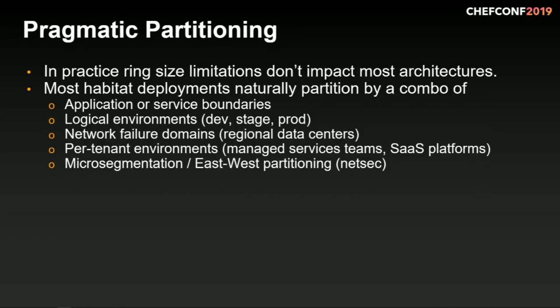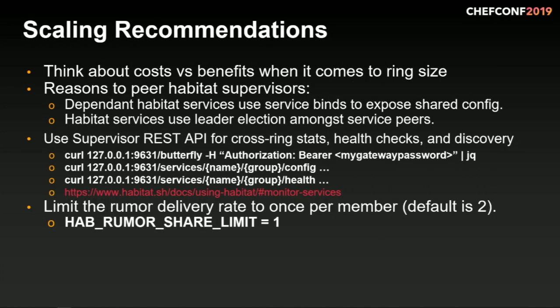So to go back to what Andrew was saying, normally you'll have some kind of organizational constraints that lead to partitioning of your systems anyway, whether that be natural boundaries for applications and services, logical environments like dev, stage, and prod, failure domains and regional data centers. Maybe you're running a managed service or SaaS platform that needs environments split up across tenancy. Or maybe your industry requires some additional micro-segmentation or other kind of network security policies that force you to partition a little bit more aggressively.